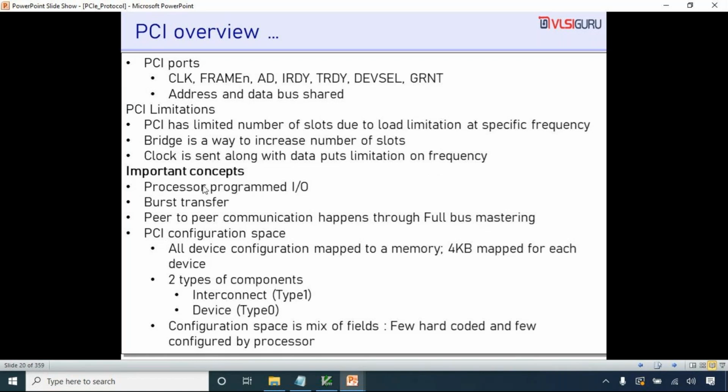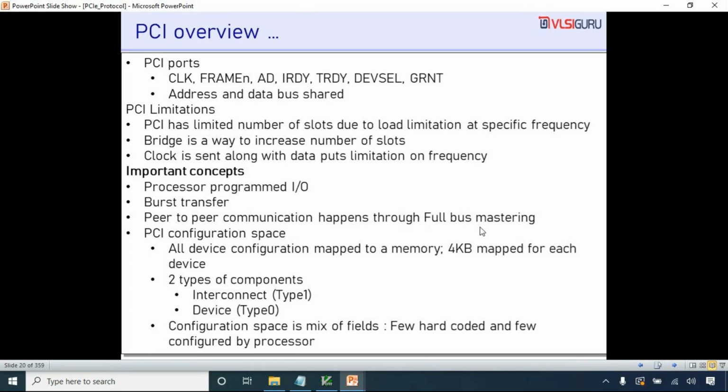So what is the important concept we need to learn out of PCI? It's processor programmed IO. I mean, the processor assigns the IO mapping to each device. You would be aware of memory mapping, right? Where each device connected into the system has an address mapping. It supports burst transfers. Then it supports peer-to-peer communication through full bus mastering.